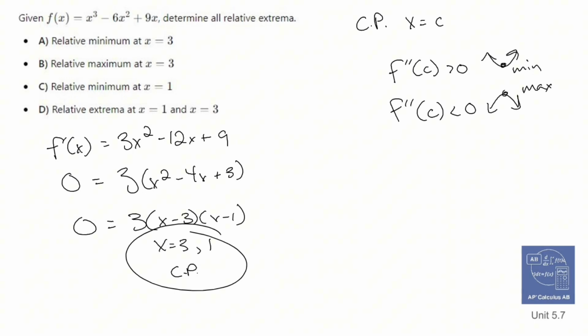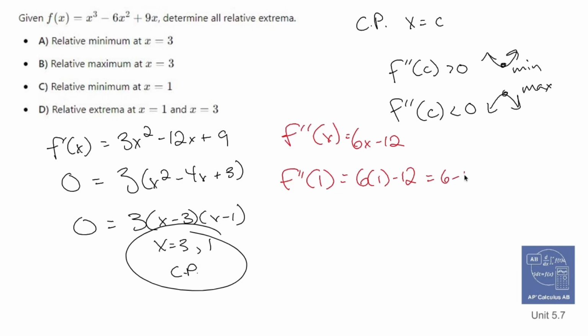I'm going to take those guys and plug them into the second derivative, which I haven't found yet. So if the first derivative is 3x squared minus 12x plus 9, the second derivative is going to be 6x minus 12. So f double prime of, let's go in order, of 1 is going to be 6 times 1 minus 12, which is 6 minus 12, which is negative. If it's negative, that means I have, at 1, a relative max.